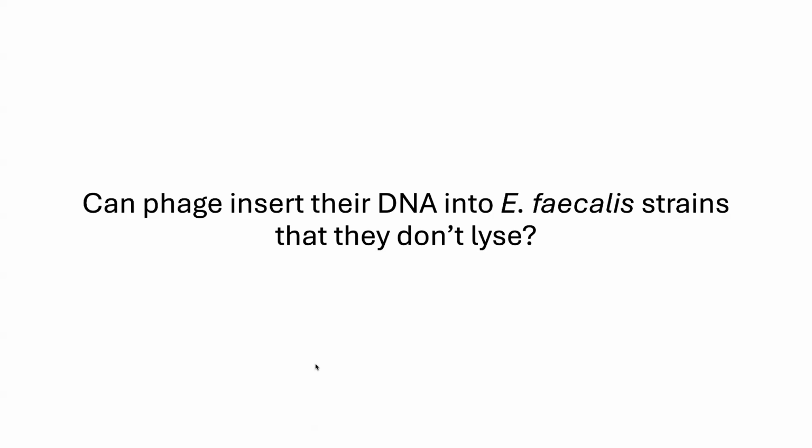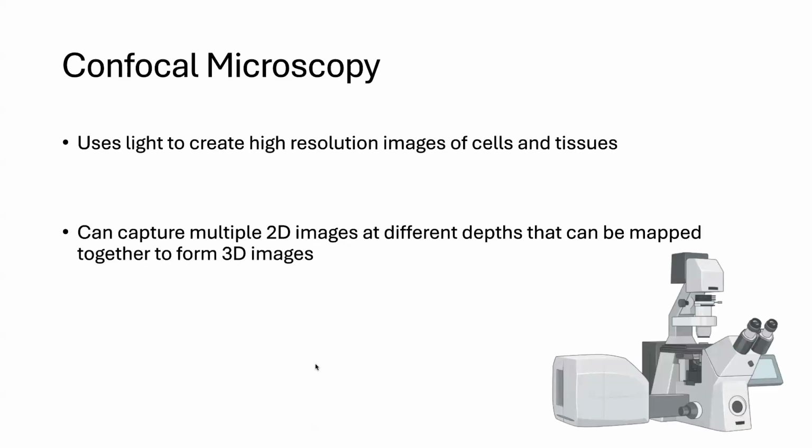Can phage insert their DNA into E. faecalis strains that they don't lyse? And to do this, we're using a confocal microscope. So a confocal microscope uses light to create high-resolution images of cells and tissues. It can capture multiple 2D images at different depths that can be mapped together to form 3D images. This microscope uses lasers to fluoresce any organisms that have stains on them. So that is how we're going to visualize our bacteria and phage.